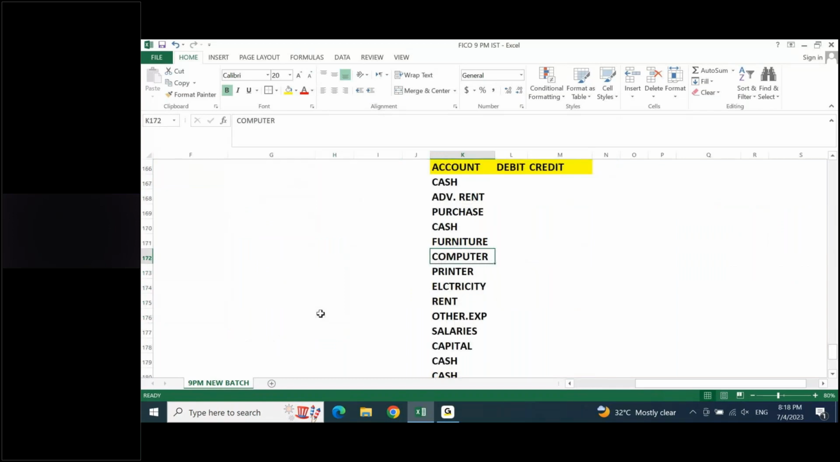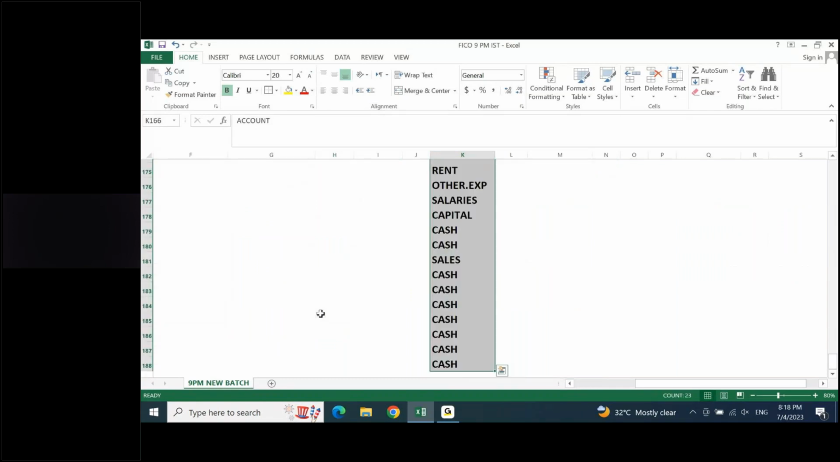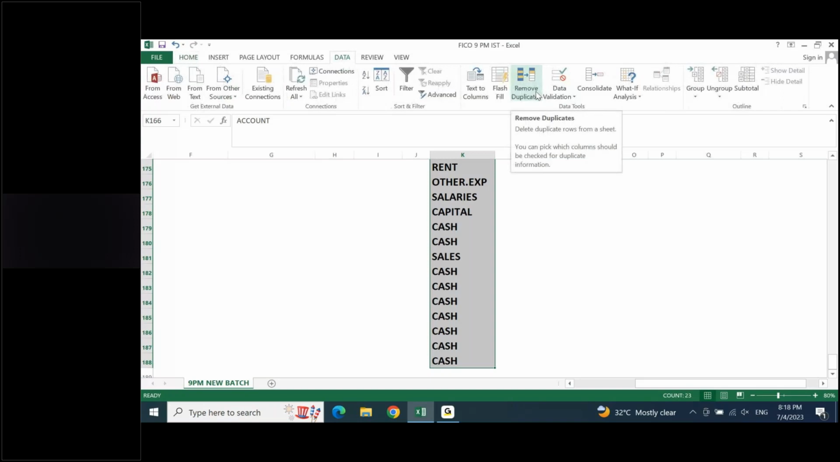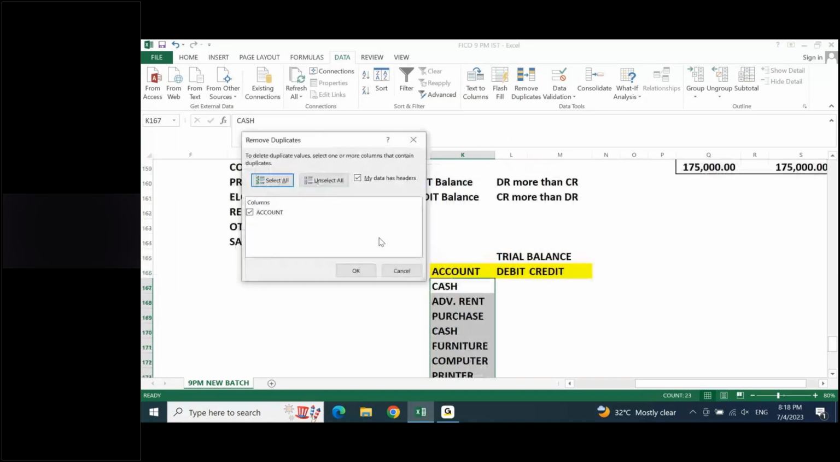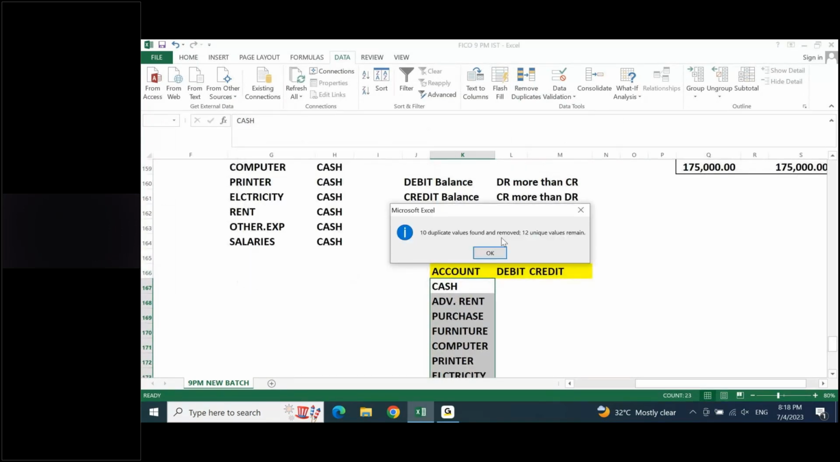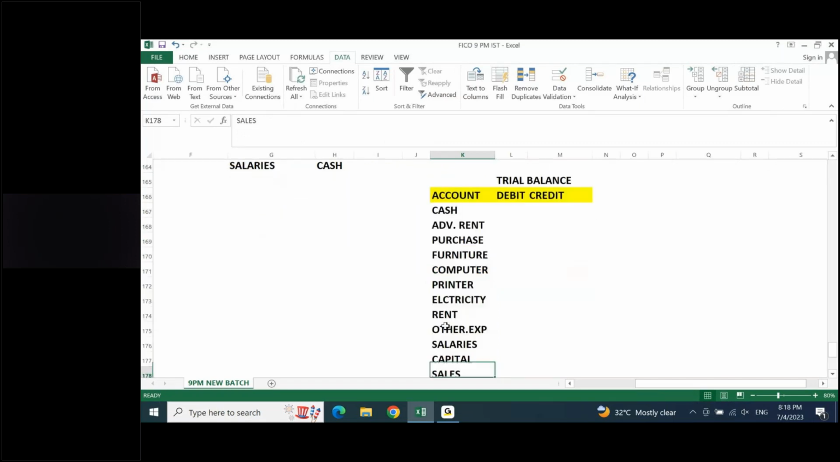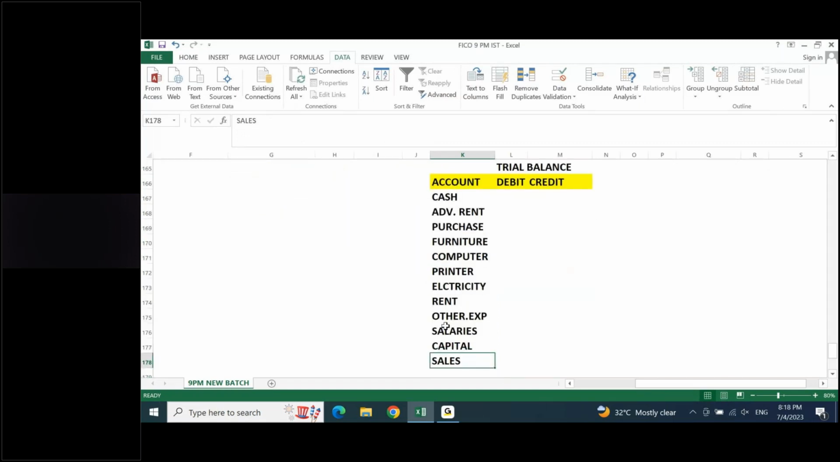Now what I am going to do, I am going to select all the accounts. I will remove the duplicates from this. I'll select all my accounts, go to Data, and remove the duplicates from here. I'll just select from the current selection, remove duplicates. Continue. 10 duplicates are removed. There are only 12 unique accounts now. 10 accounts are removed. Only 12 unique accounts are available.